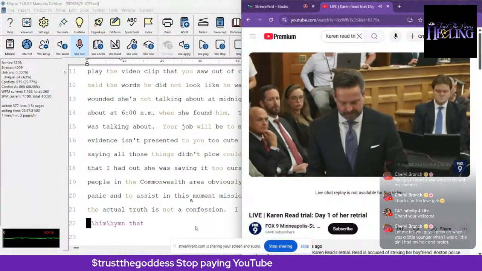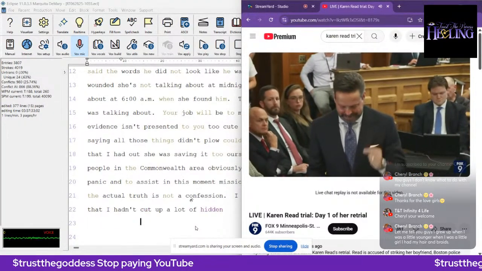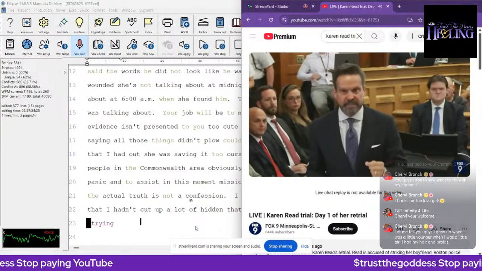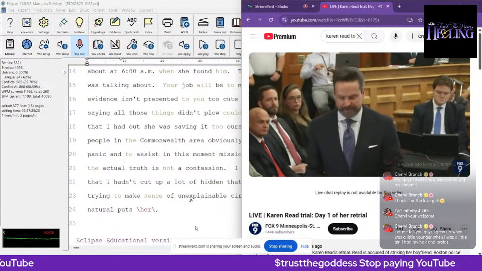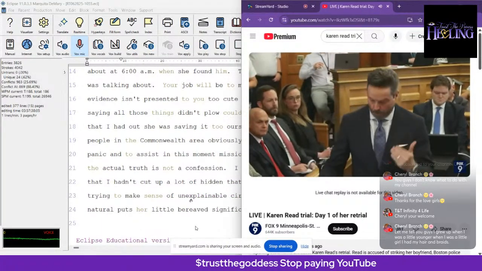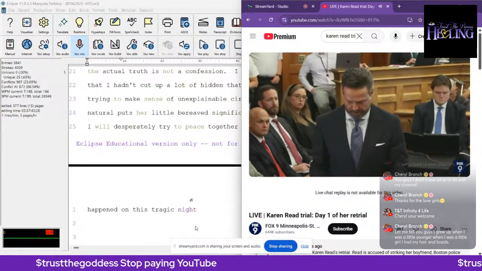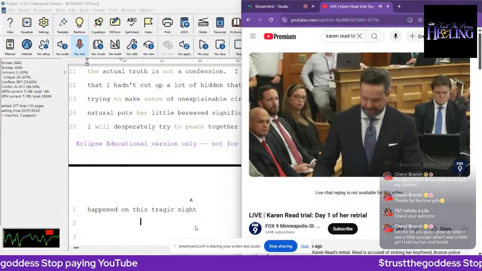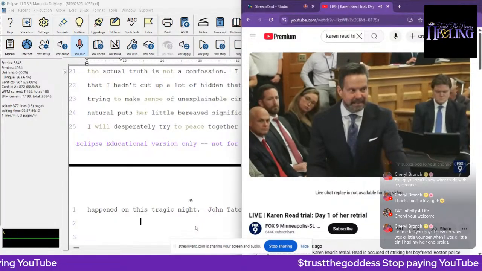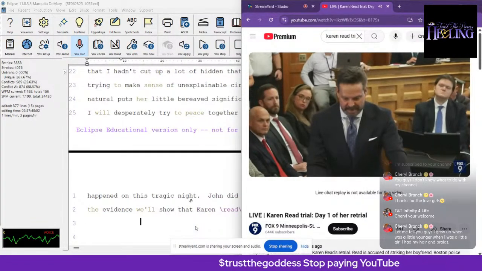That's a person trying to make sense of an unexplainable circumstance, a natural concern of a bereaved significant other, a woman desperately trying to piece together what could have happened on this tragic night. John didn't come home. And the evidence will show that Karen Reed never said, "I hit him." Never.